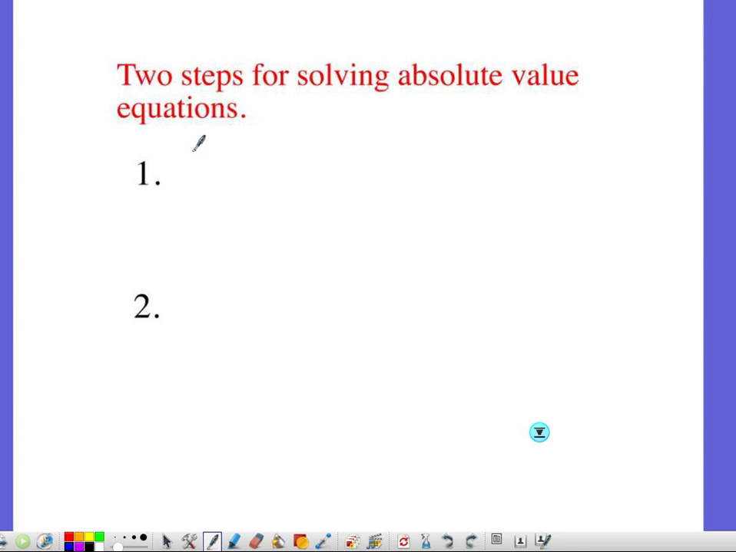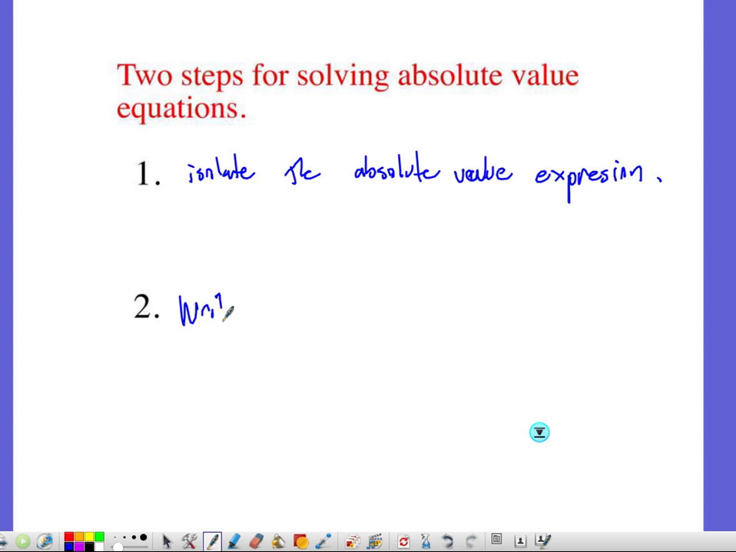Okay, so just to recap, when we were solving absolute value equations, the very first step that you always want to do is to isolate the absolute value expression. So basically, well, let's go to step 2 and then I'll show you what I mean. In step 2, after you isolate the absolute value expression, you write two equations from the absolute value equation.